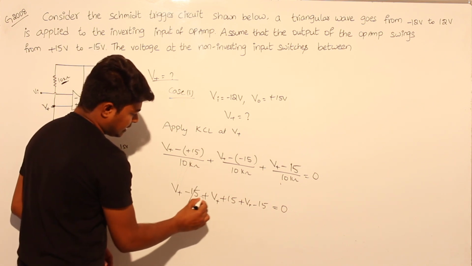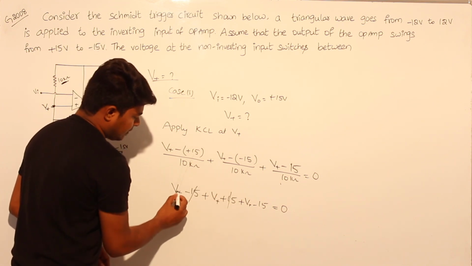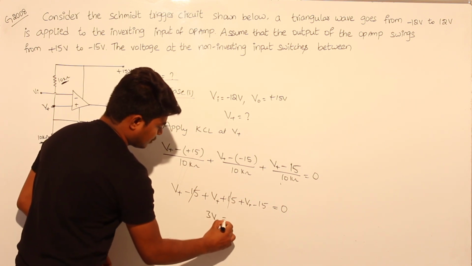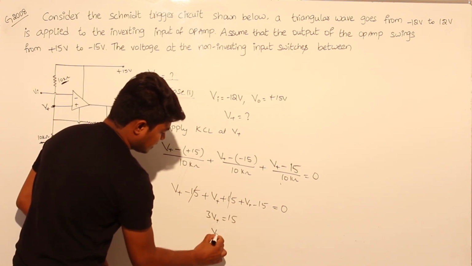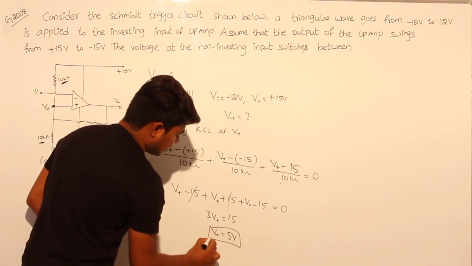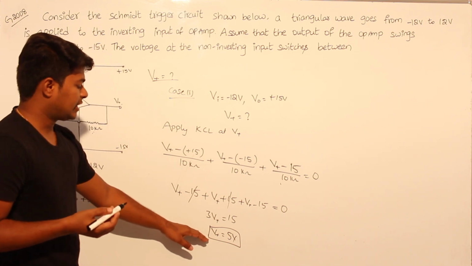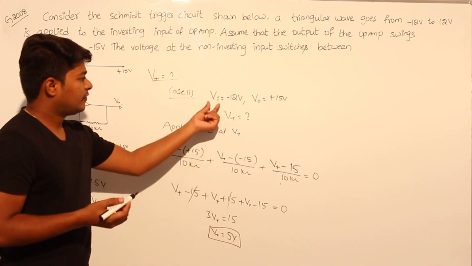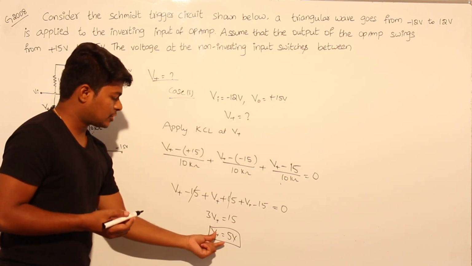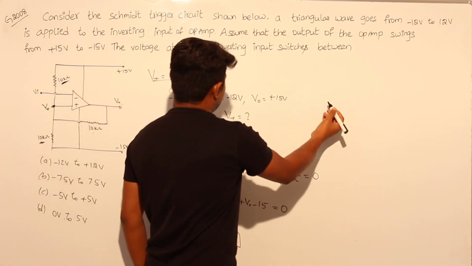So here minus 15 plus 15 will cancel. V plus plus V plus plus V plus, 3V plus is equal to 15, and V plus is equal to 5 volts. This is how we got the first non-inverting voltage: at Vi equal to minus 12 volts and V naught equal to plus 15 volts, we got V plus to be 5. Now we will see another case.